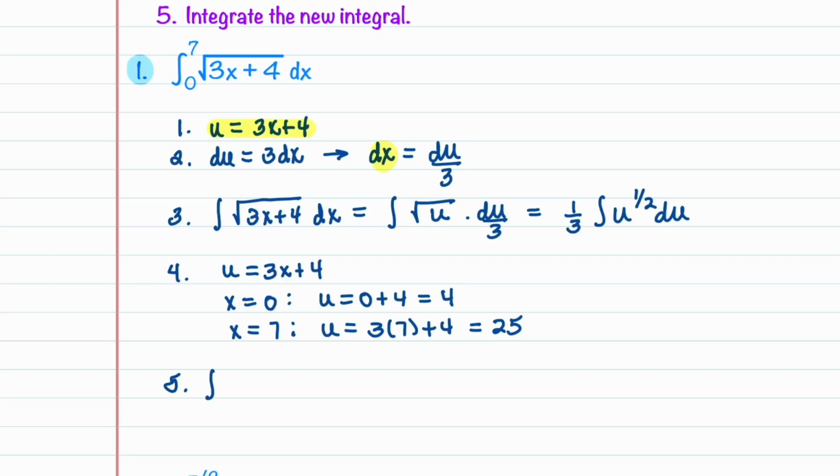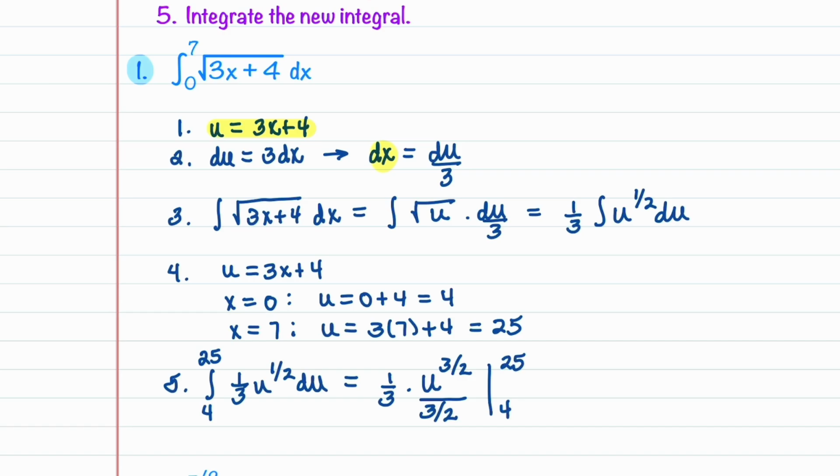In step 5, we are going to integrate our new integral. Now we're going to put back in limits, but now they're going to be in terms of u. U is going to go from 4 to 25, and our integral is 1/3 u to the 1/2 du. That 1/3 came back inside. Now we'll go ahead and pull it to the outside. This is 1/3 integrating u to the 1/2. We're going to add 1 to 1/2, so we get u to the 3/2, all divided by 3/2. And we're going to evaluate this from 4 to 25.